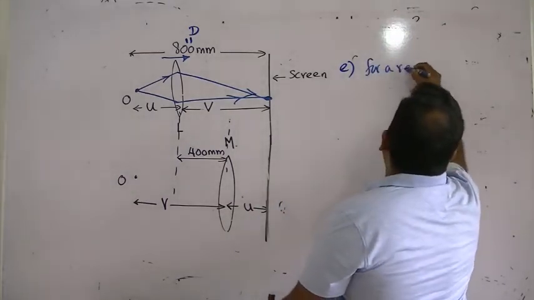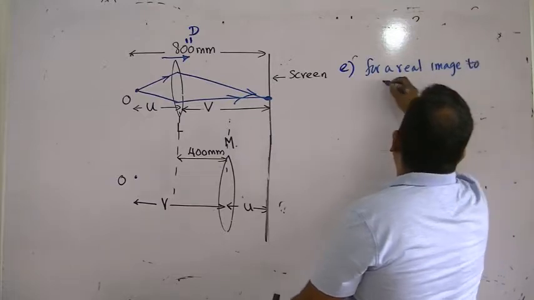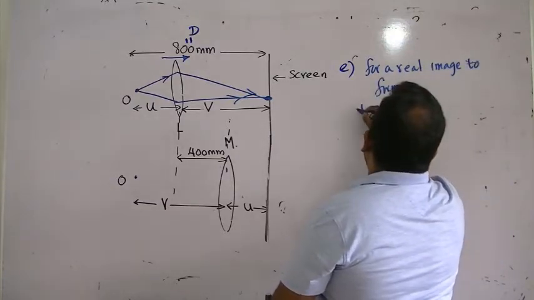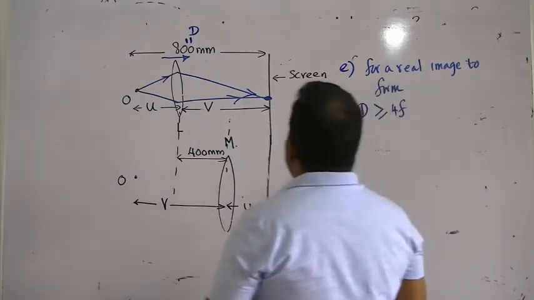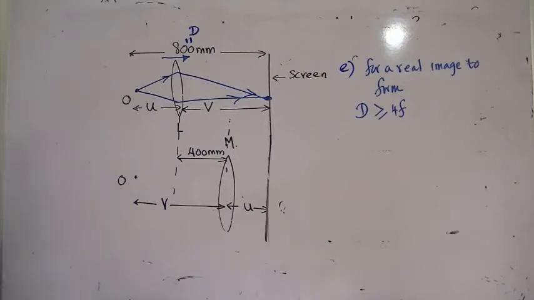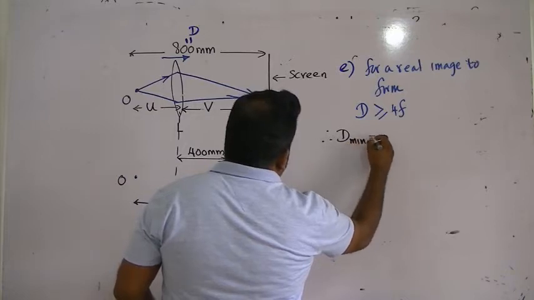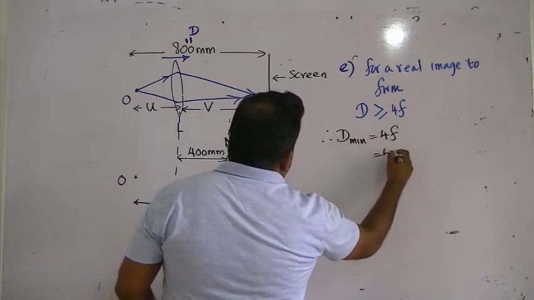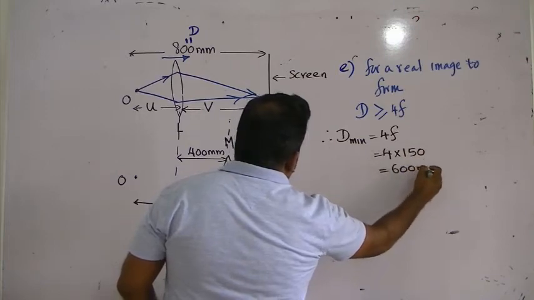For a real image to form, the distance D should be greater than or equal to 4 times the focal length. Therefore, the minimum distance will be 4 times F. 4 times F is 4 times 150, 600 millimeters.